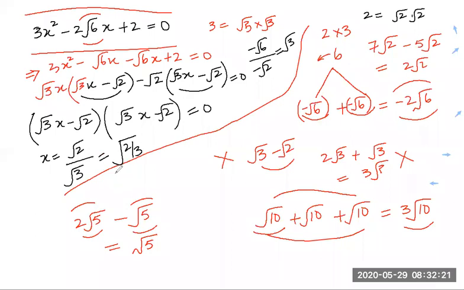And interestingly, students, for all these equations where both the roots are the same, I'll tell you an interesting thing: b square minus 4ac will be equal to 0. Try that as your homework. B is the coefficient of x, A is the coefficient of x square, and C is the constant term.